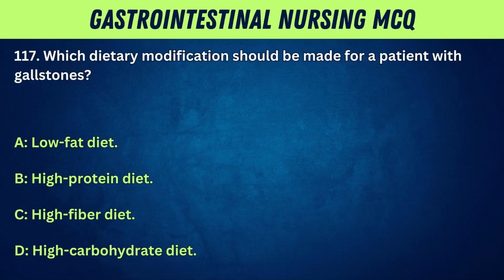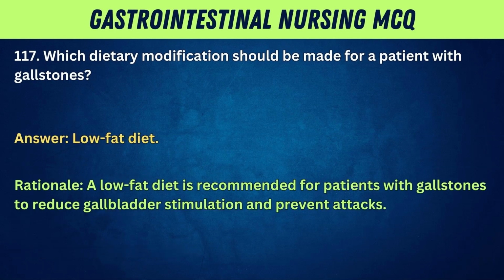117. Which dietary modification should be made for a patient with gallstones? A. Low-fat diet. B. High-protein diet. C. High-fiber diet. D. High-carbohydrate diet. Answer: low-fat diet. Rationale: a low-fat diet is recommended for patients with gallstones to reduce gallbladder stimulation and prevent attacks.